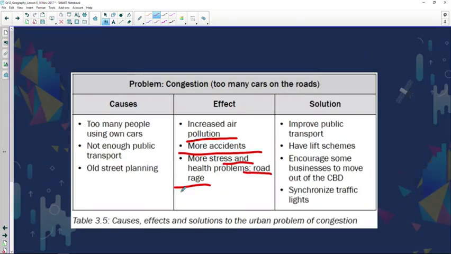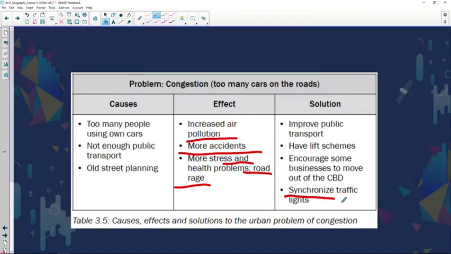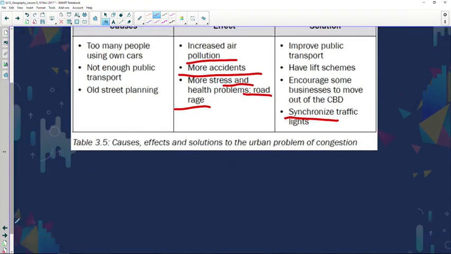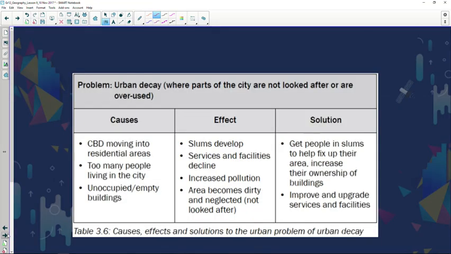Okay, very importantly, because of the major influx and congestion, that's the reason why outlying business districts developed. Many companies decided to move away from the CBD because it's too congested, too many people over there. And very importantly, synchronize the traffic lights so that the traffic can flow much easier.